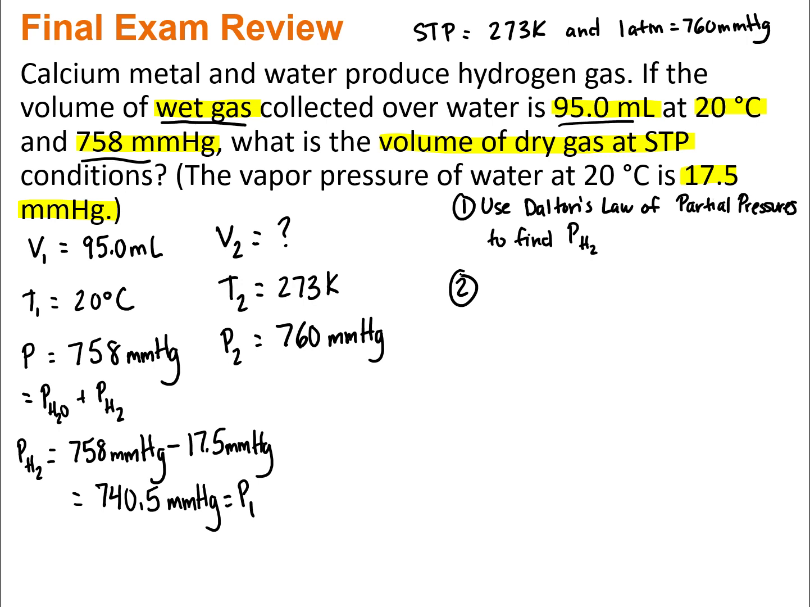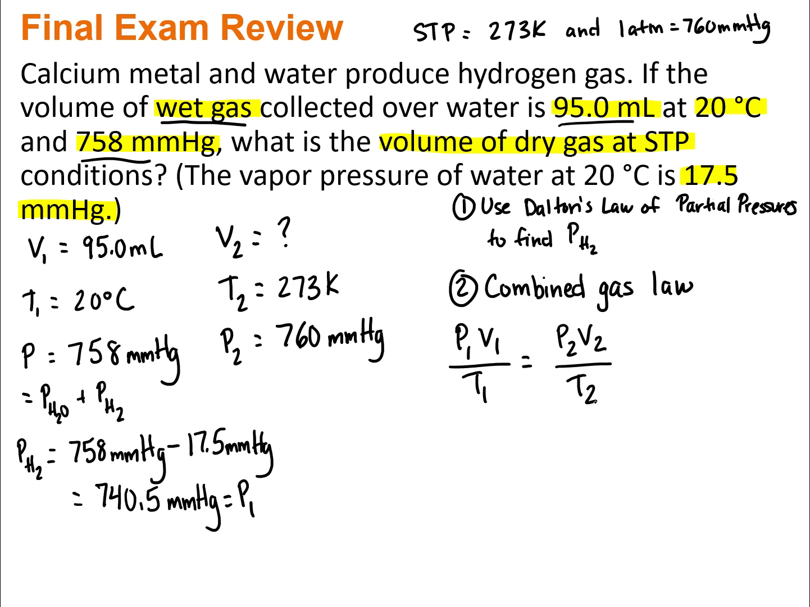Second step is figure out which gas law to use for this. We use Dalton's law of partial pressures, but we still haven't arrived at the answer of what the new volume is. We've got a pressure, temperature, and a volume, and we've got an initial set and a final set of information. That's the combined gas law. You have to cross multiply first to make this usable.